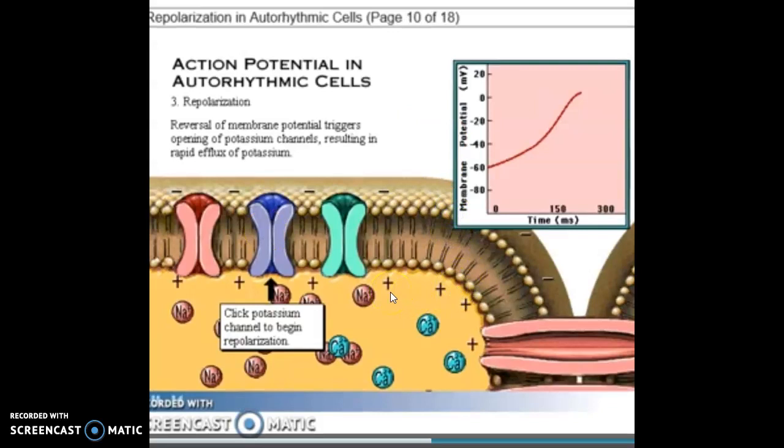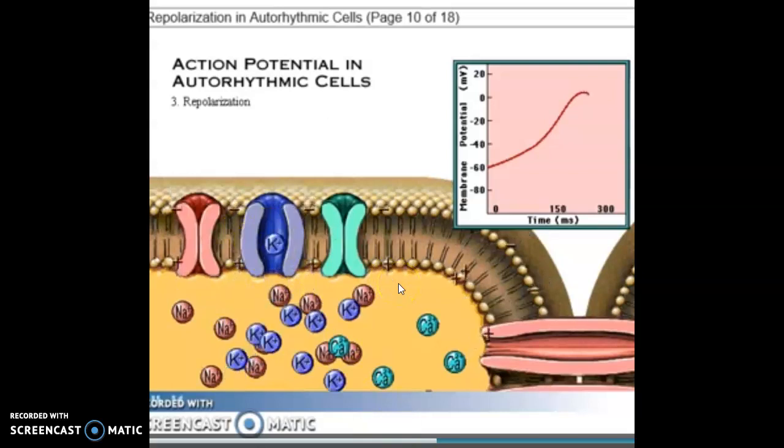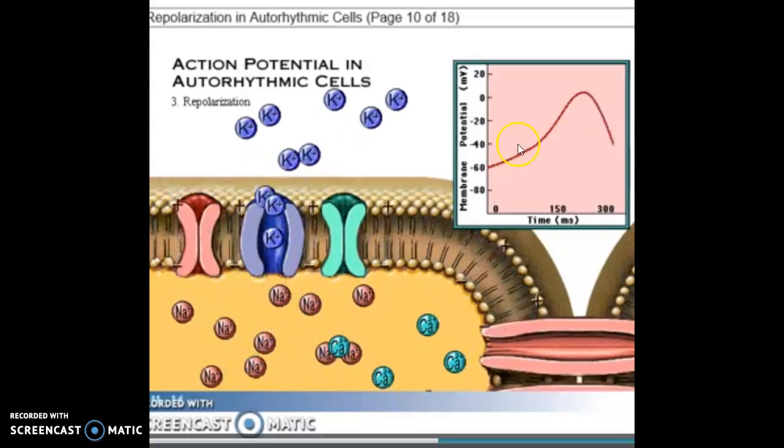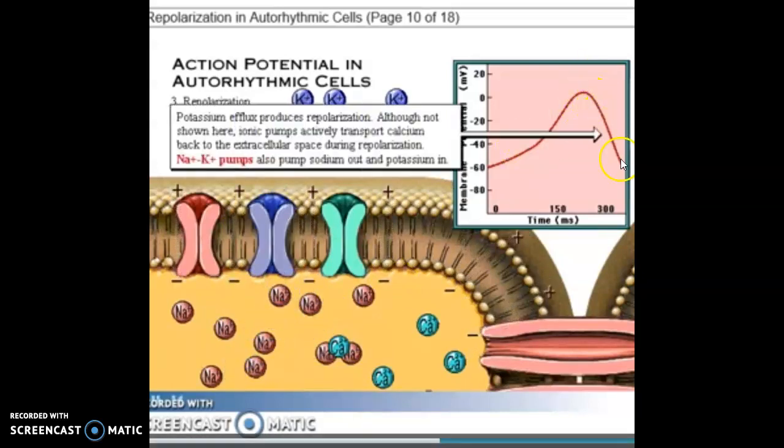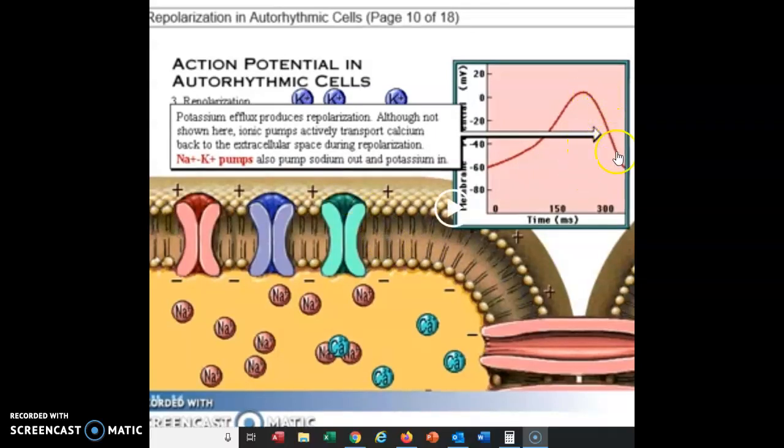To see the potassium efflux and the resulting repolarization, click the potassium channel. The potassium efflux produces repolarization, bringing the membrane potential back down to its resting level. Although not shown here, several other events take place during repolarization. Okay, so we had our repolarization.